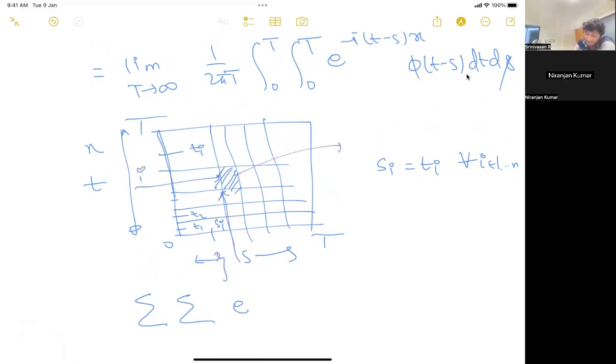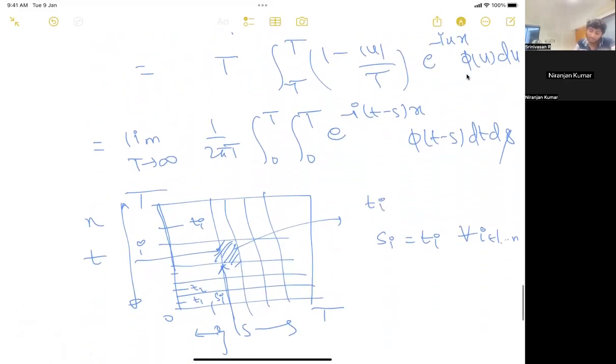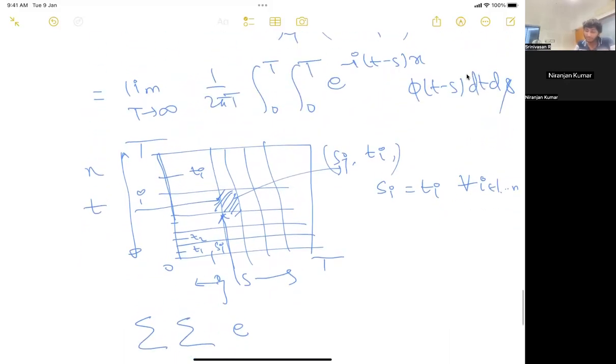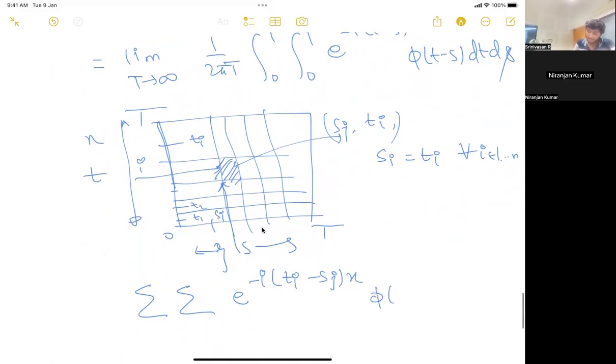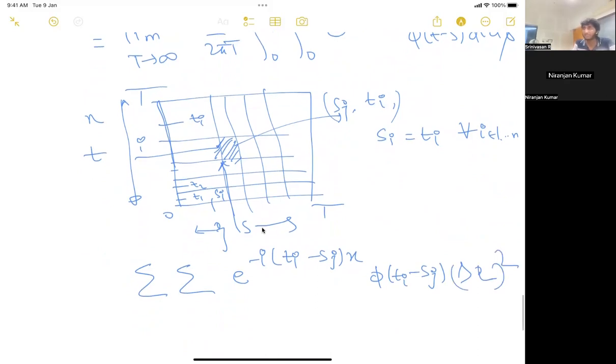We take the value of the function at the point (t_i, s_j), t_i. So this will give you the value of the Riemann sum as the sum of t_i minus s_j times phi of t_i minus s_j. Now delta t, this will be delta L squared, because the partitions are of equal length, so these are squares.